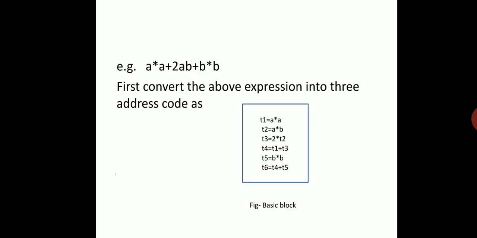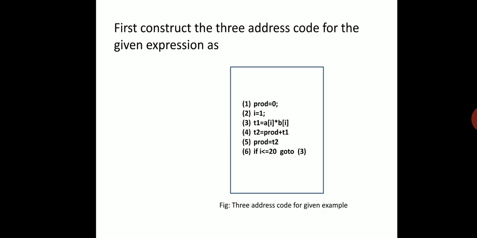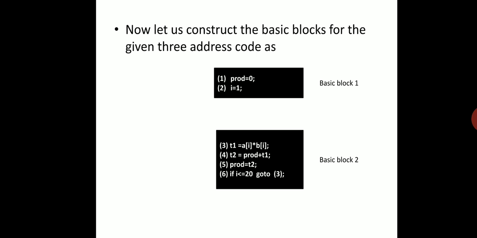So what does the rule say? Any instruction that is the target of a conditional or unconditional jump is a leader statement. Here if is a jump instruction, and the target statement for this is statement number 3, because we have to jump to statement number 3. So statements 3 to 6 will be in a different basic block. Here you can see basic block 1 contains only the first two statements.